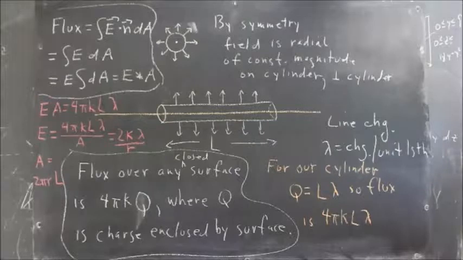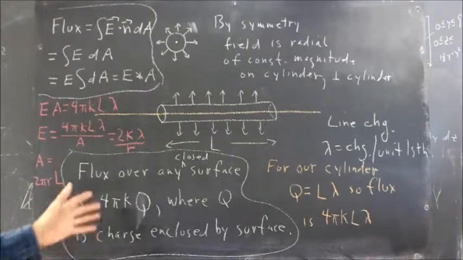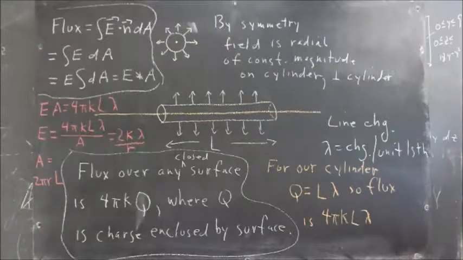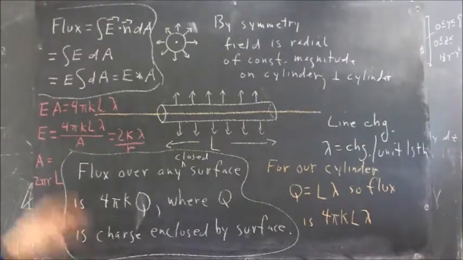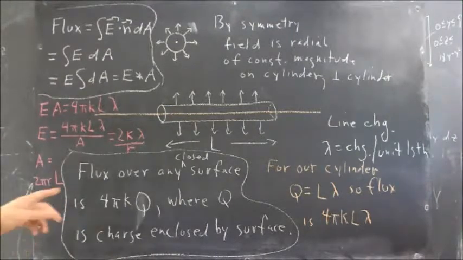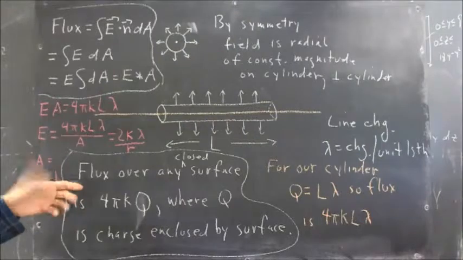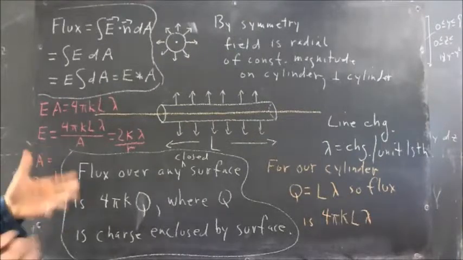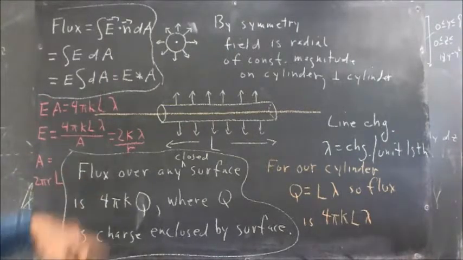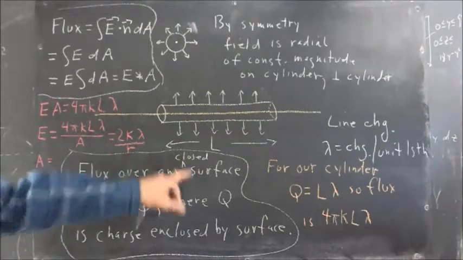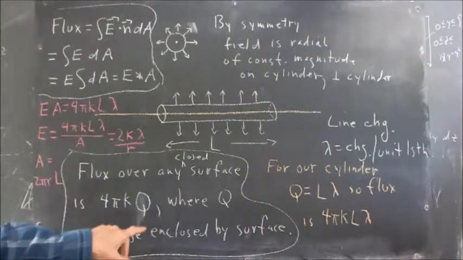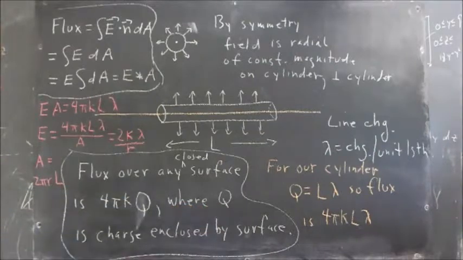Now there's another result, and I'm quoting this simply from multivariable calculus. We'll probably take a closer look at exactly how this is connected to the multivariable calculus. But Gauss's law, basically the divergence theorem, says that the flux over any closed surface is 4 pi k q, where q is the charge enclosed by the surface.